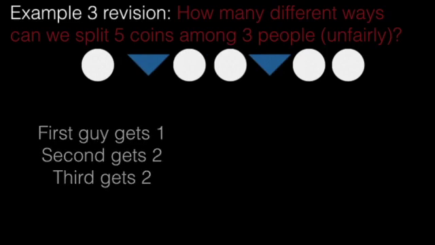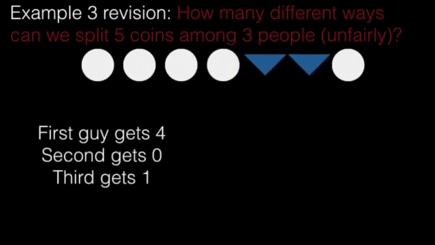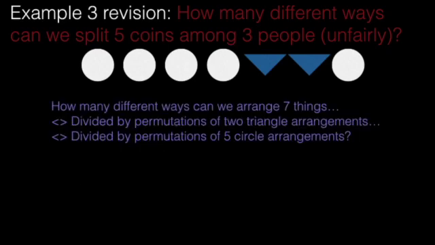All right, switch that up just so that you can see how this looks. 2 coins, drop down to the first guy, 1 coin, second guy, third guy, 2 coins left. First guy 4 coins, nothing for the second guy, third guy gets that 1 coin. All right, so that's how this system of pictures is working. All right, and now I have 5 circles, 2 triangles, and I can ask a new question. How many different ways can I arrange those 7 things?